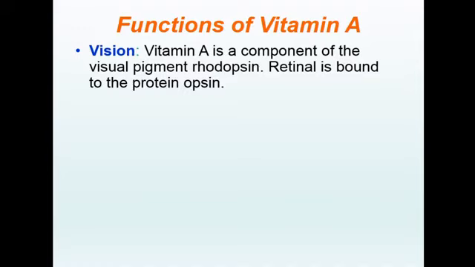Because retinol is a component of the visual pigment rhodopsin. Rod cells are required for dim light vision. Cone cells are required for bright light vision and for the perception of colors. Rod cells contain the pigment rhodopsin, visual purple, and this is a conjugated protein, a lipoprotein made up of opsin and 11-cis-retinol. Rhodopsin molecules are present in large numbers in these rod cells.